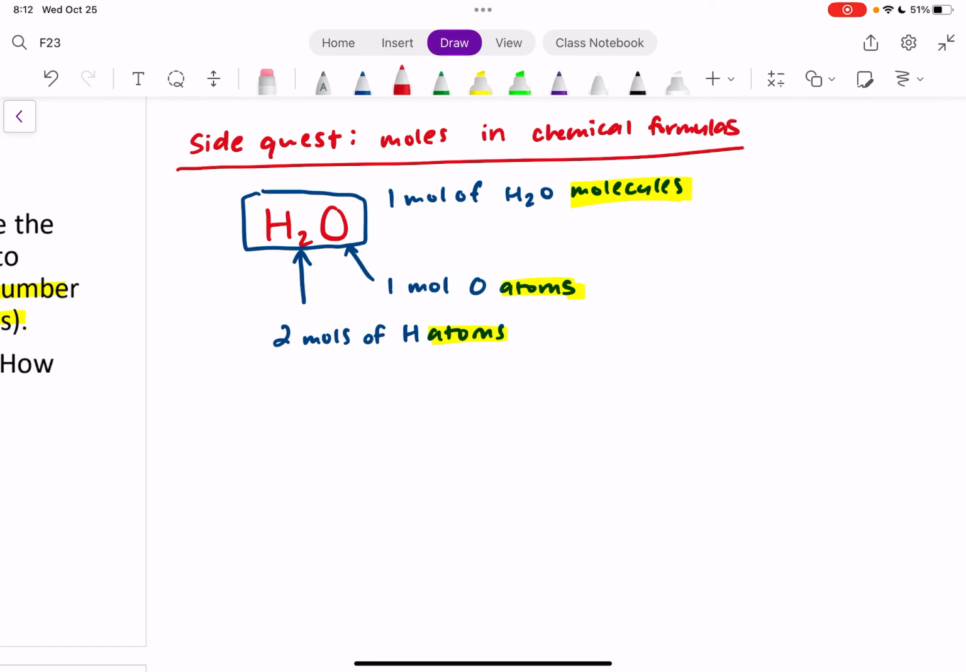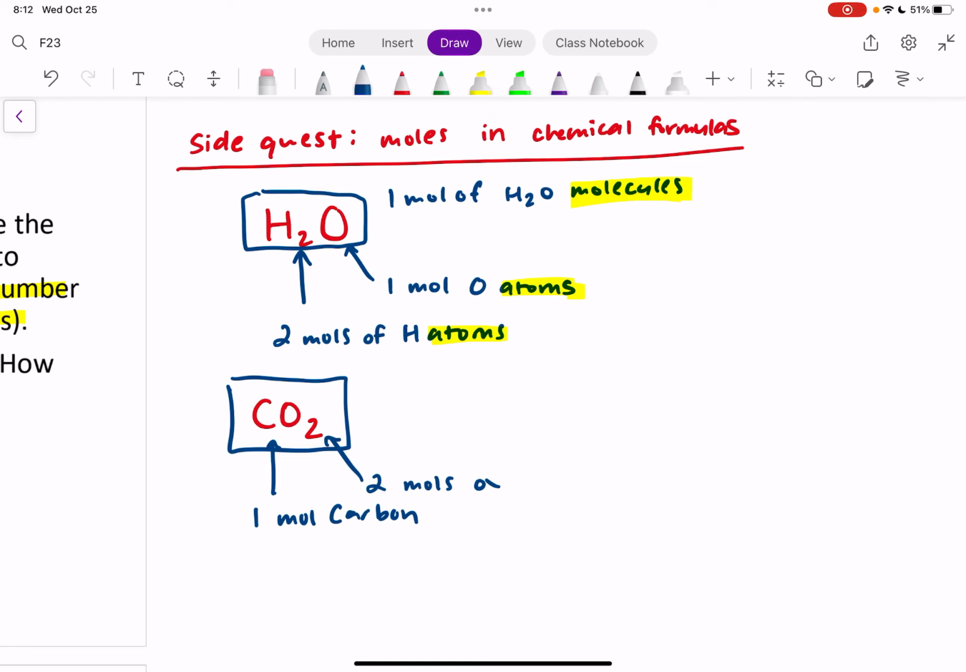So, let's try this again, right? If we have something like, let's go CO2, right? In 1 mole of CO2, there are how many moles of carbon? Yeah, 1 mole of carbon. And how many moles of oxygen? Yeah, 2 moles of oxygen, per every 1 mole of CO2 molecules.